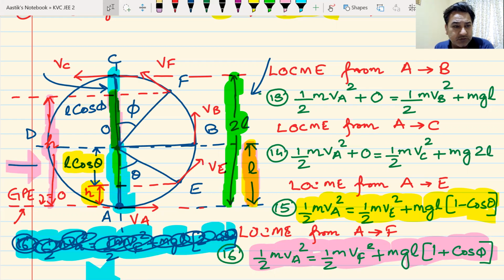And I told you that you don't have to be concerned about all these equations, because you don't have to make all equations in all cases. You just have to make 2 or 3 out of these to solve any question.